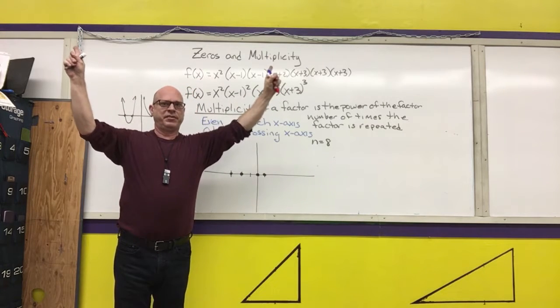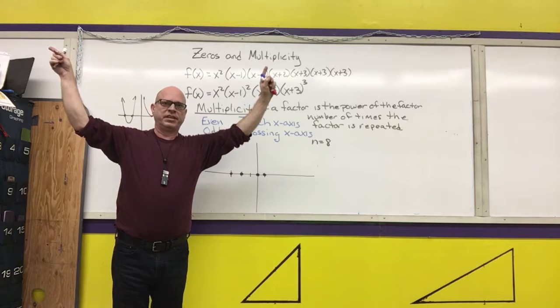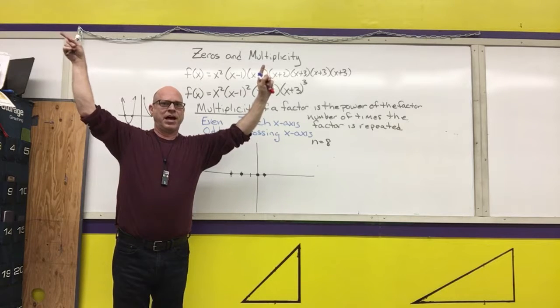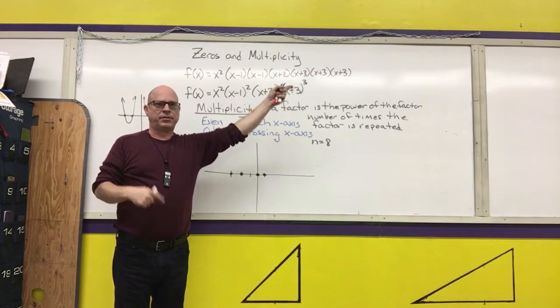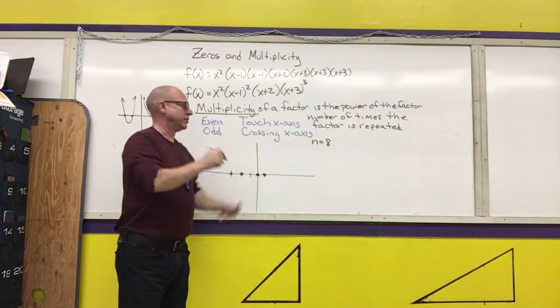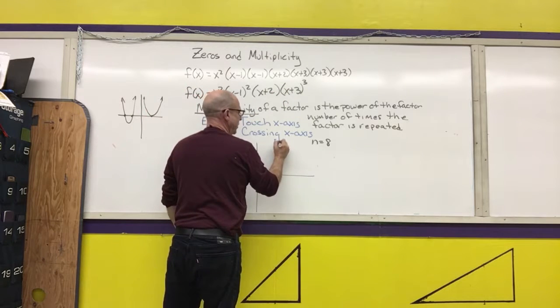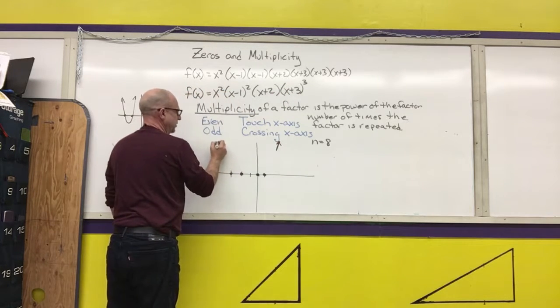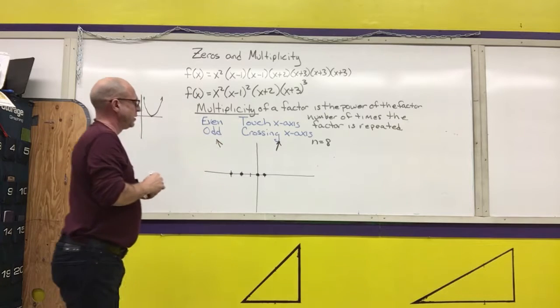So we know the end behavior of the even function means as x approaches negative infinity, f of x is going to go to positive infinity. Same as x approaches positive infinity, f of x is going to approach positive infinity. So I know my graph is going to do this at the two ends.